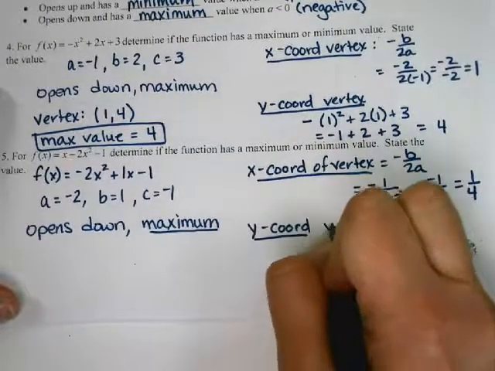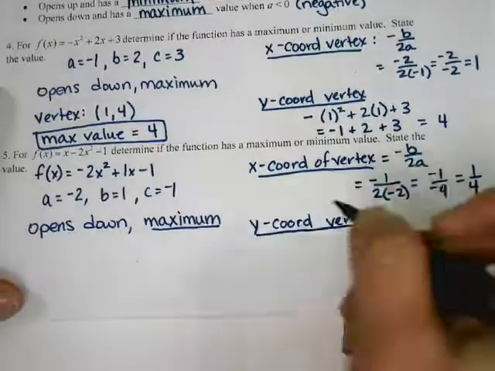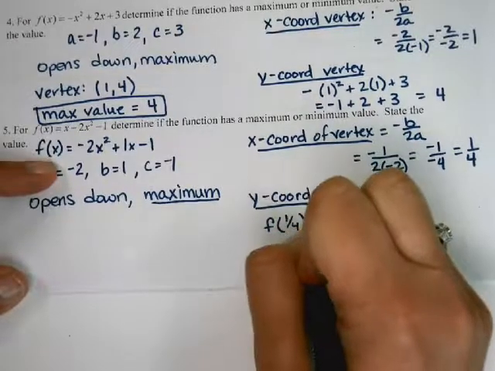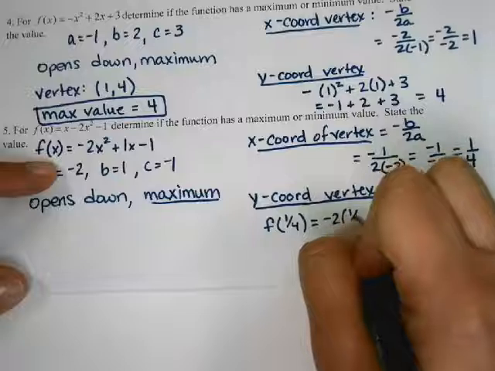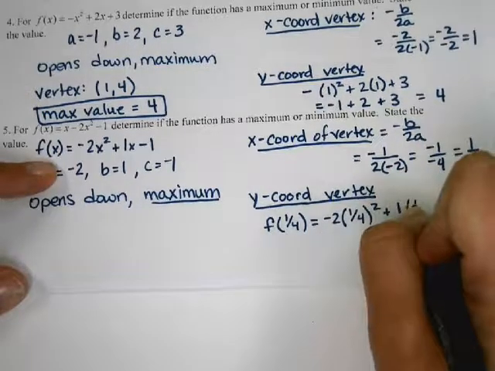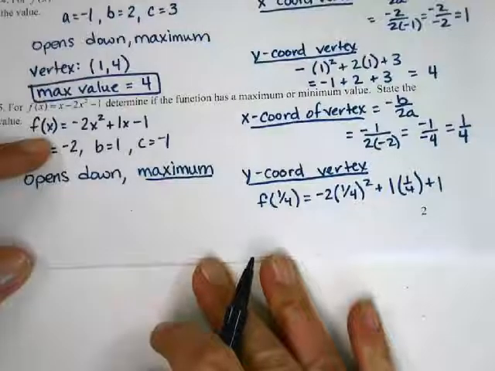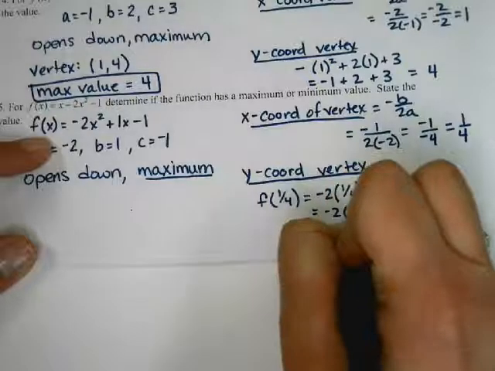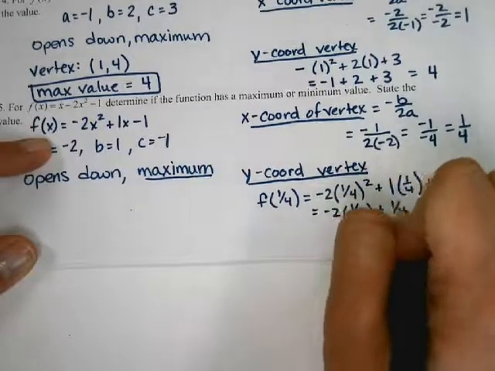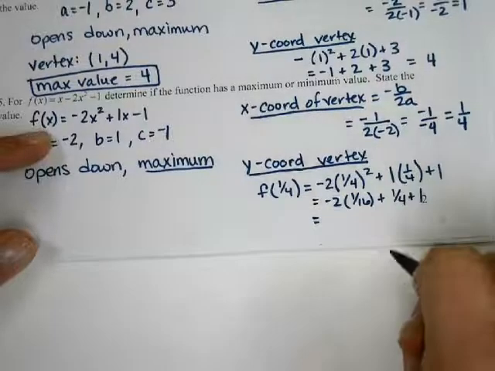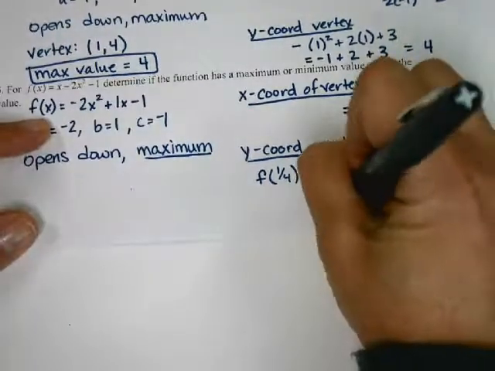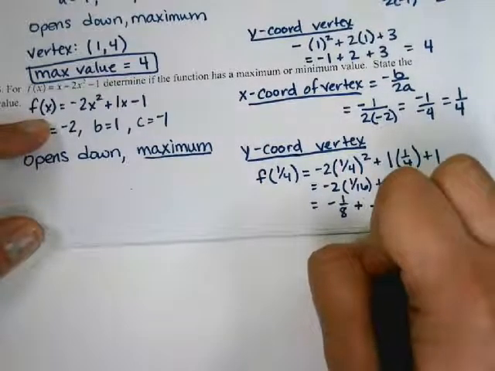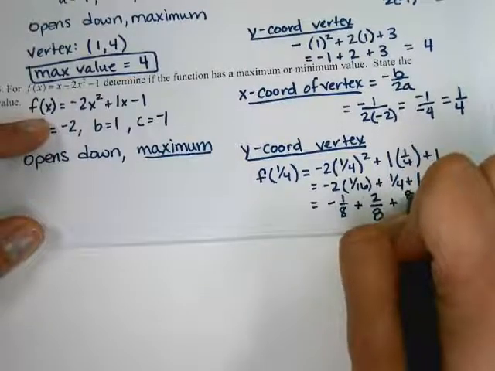Now I have to find the y coordinate of my vertex. Plug him back in. Essentially, we're doing f of 1/4. So negative 2 times 1/4 squared plus 1 times a 4th plus 1 more. 1/4 squared is 1/16. So negative 2 times 1/16 plus 1/4 plus 1. 2 times a 16th is negative 1/8. Looks like we better get common denominators. Negative 1/8 plus, that's going to be an 8, that would be 2/8 plus 8/8.